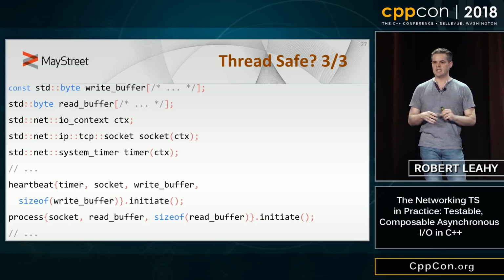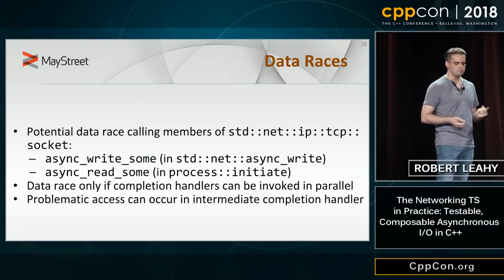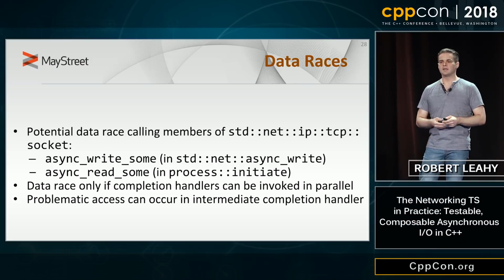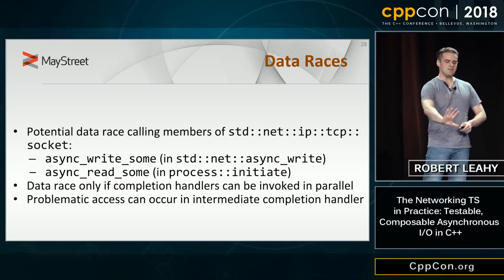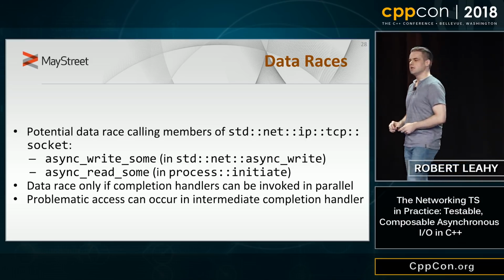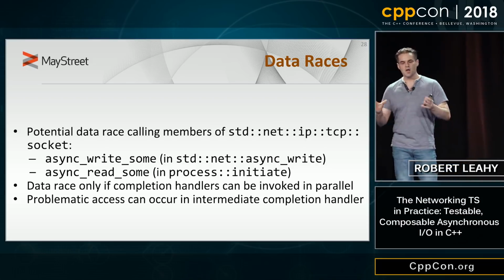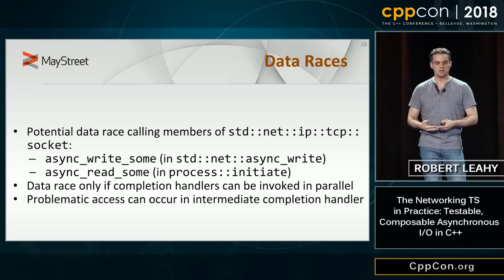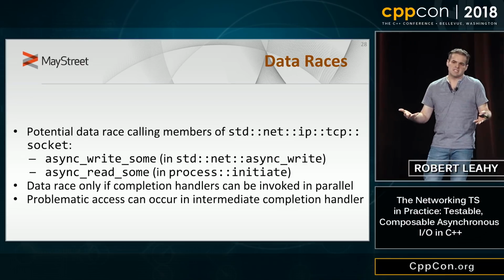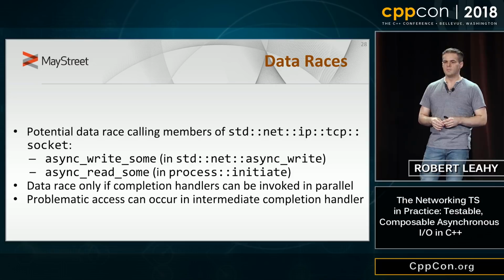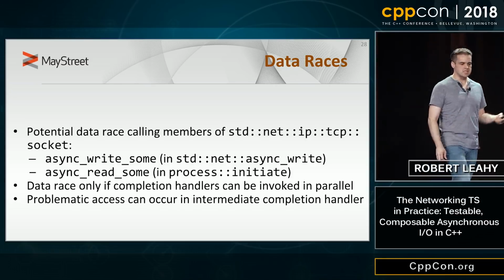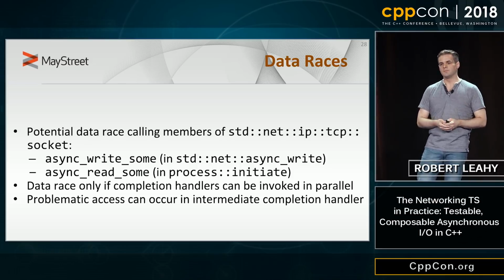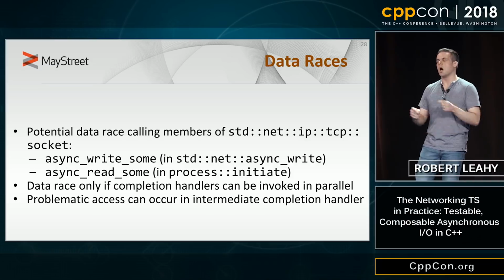Is it data race free? Let's think about it. I call async read some inside a member of the process object. And I call async write some deep down inside a call to std net async write. I call it in an intermediate completion handler of an operation initiated by an intermediate completion handler. Now, if those two things can't happen at the same time, there's nothing problematic. Because sockets are thread compatible, not thread safe, we need to synchronize access to them. So if those two things can happen at the same time, we're in trouble. But if they can't happen at the same time, then we're not in trouble.